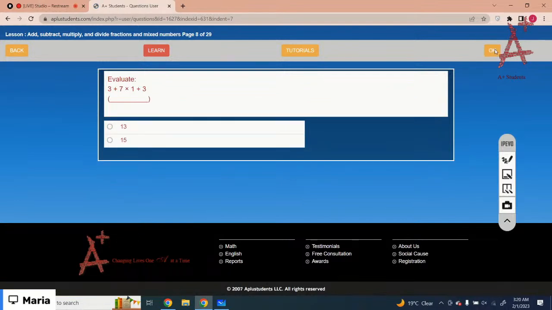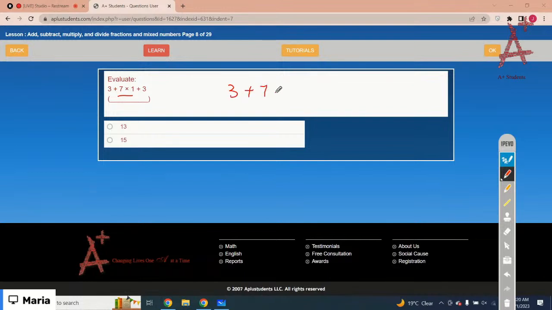Okay, the next one is 3 times 3 plus 7 times 1 plus 3. So you have to do multiplication first. Got it? Because multiplication has the higher priority. So you have to do multiplication first. 7 times 1 is 7. Now you have addition. Just do it from left to right. Add them. 7 plus 3 equals 10 and 10 plus 3 equals 13. Got it? So the correct option is 13. Got it, everyone? The correct option is 13.